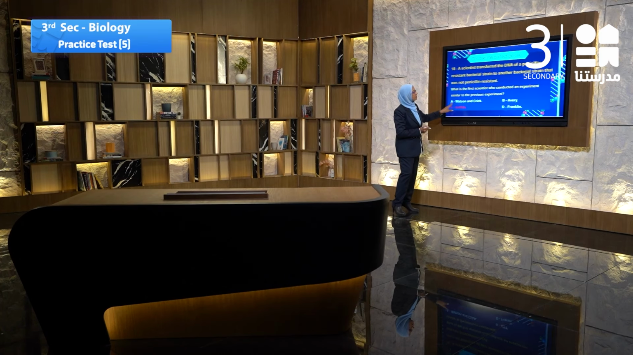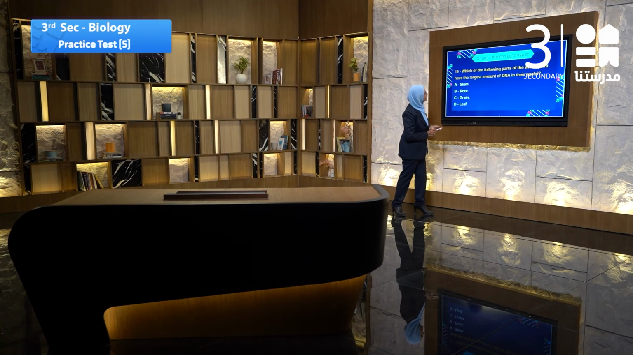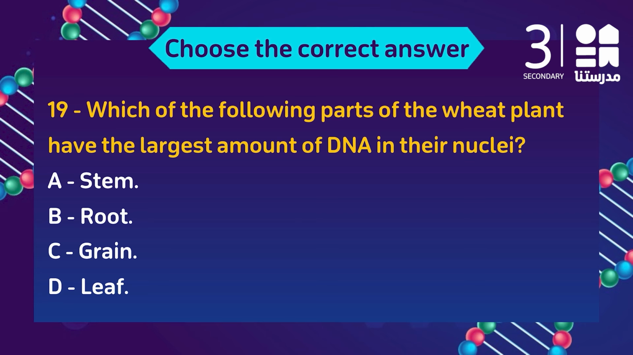Let's go to question number 19. Question number 19 speaks about DNA again, but the amount of DNA found here. Let's read the question. Which of the following parts of the wheat plant have the largest amount of DNA in their nuclei? Is the DNA different from one part to another?